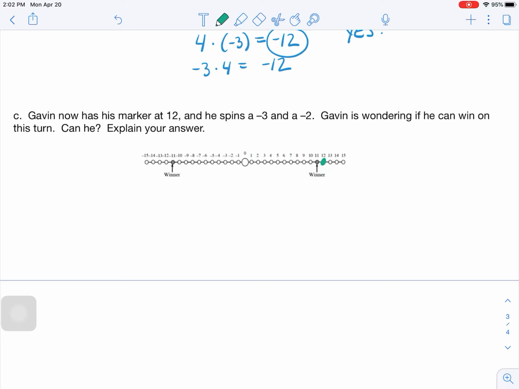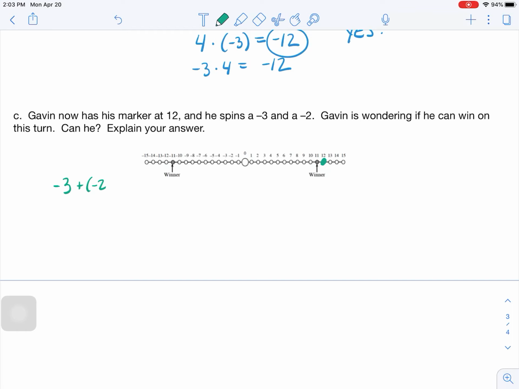Letter C, Gavin now has his marker at 12. So, Gavin's at 12. Okay, and he spins a negative 3 and a negative 2. Gavin is wondering if he can win on this turn. Okay, can he? So he's got a negative 3 and a negative 2. What do you guys think? Think of all the different combinations. Is it possible for him to win?